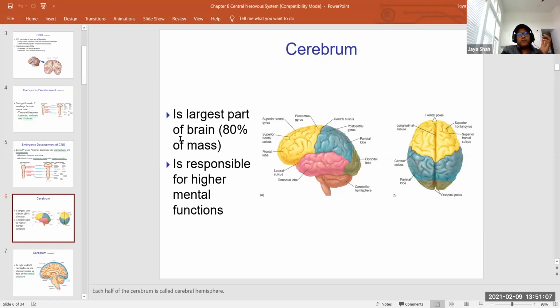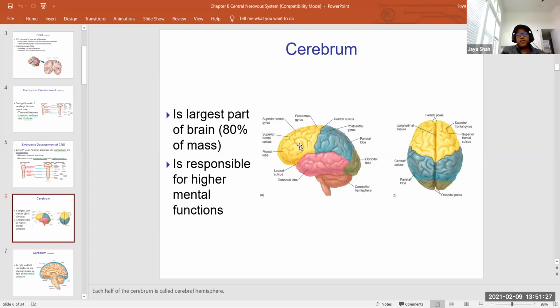The cerebrum is the largest part of the brain, 80% of its mass, and is responsible for higher mental function. All the outer cell bodies, the gray matter, are the higher brain part. All the special functions of the brain are there. Each hemisphere is called a cerebrum. So the cerebrum can be divided.